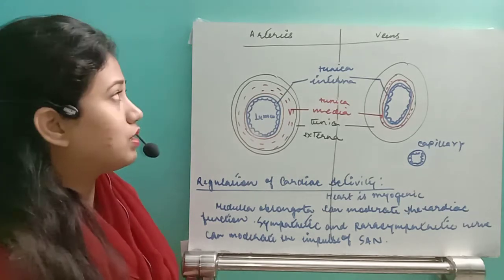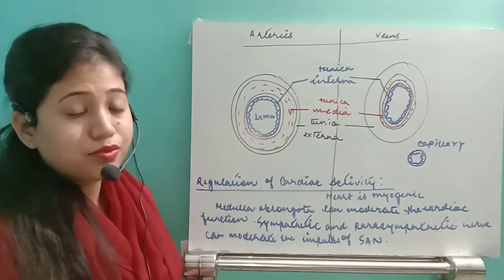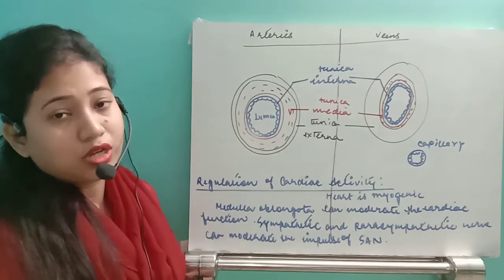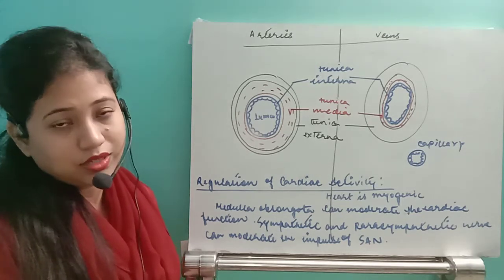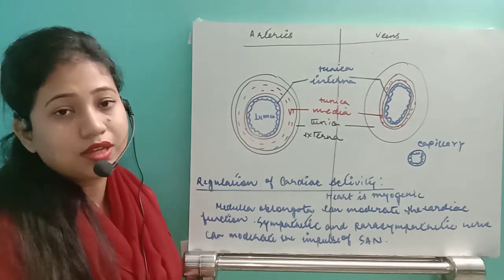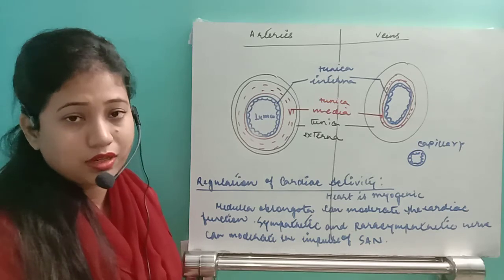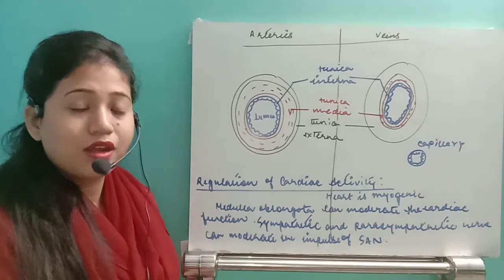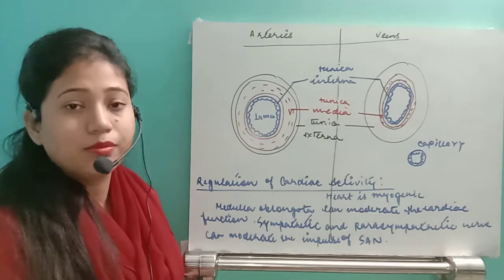Now just see, arteries carry the oxygenated blood, except one artery, that is the pulmonary artery. The pulmonary artery carries deoxygenated blood. In case of veins, veins carry only the deoxygenated blood except one, that is the pulmonary vein, which carries oxygenated blood. And the capillaries are where the mixing of both oxygenated as well as deoxygenated blood occurs.